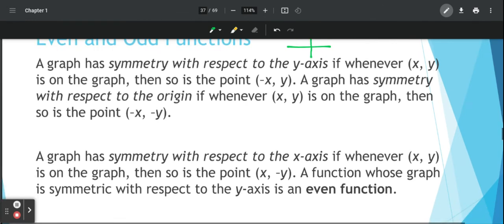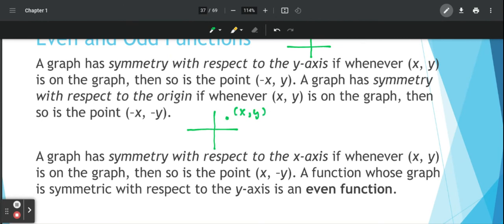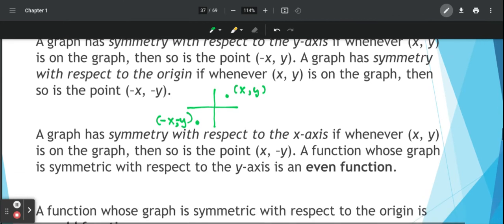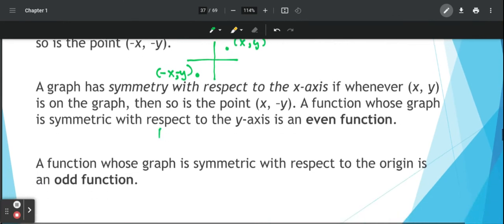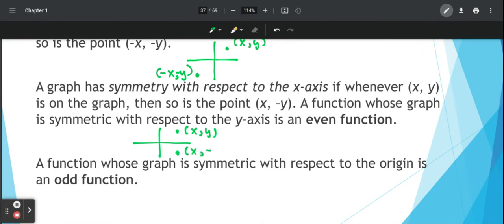If it has symmetry with respect to the origin, that means if you were to revolve it 180 degrees around the origin, you would end up with that same point in that opposite quadrant, but your x and y values would be opposite. And then if you have symmetry with respect to the x-axis, again, that point (x, y) would reflect across the x-axis. So your x would stay the same, but your y would become opposite.